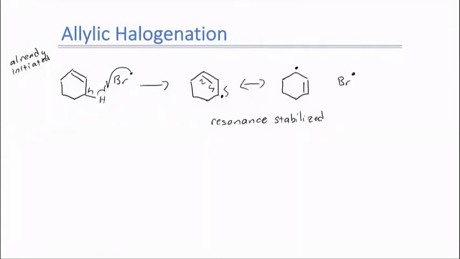So then if we have our second bromine radical here, they can come together to give us our product. And so this one at the end here, that would be our termination step.